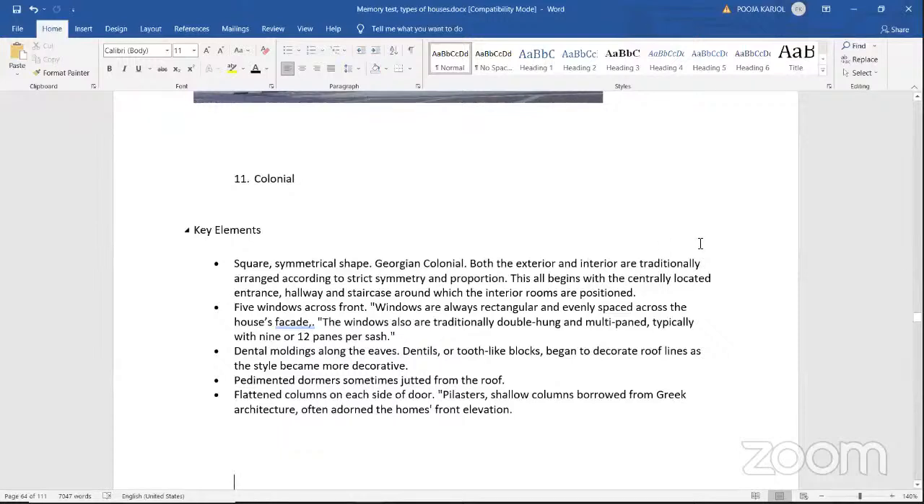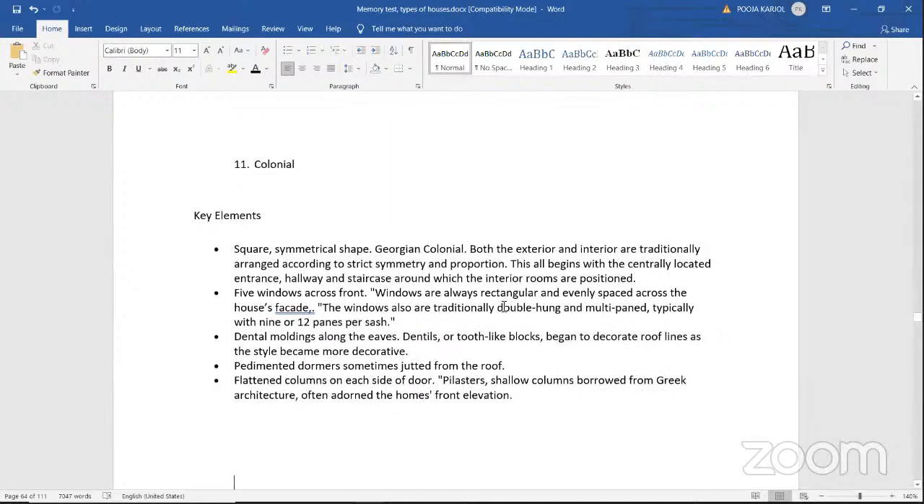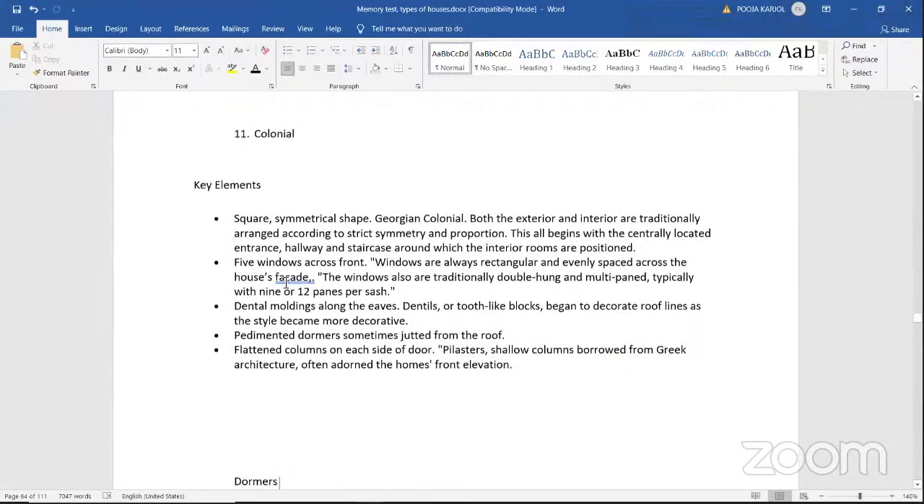Both exterior and interior are traditionally arranged according to strict symmetry. Which other architectural style had strict symmetry? We just saw. Georgian. This all begins with a centrally located entrance. Entrance always in the center. Most of them, as you can see, they're all in the center.